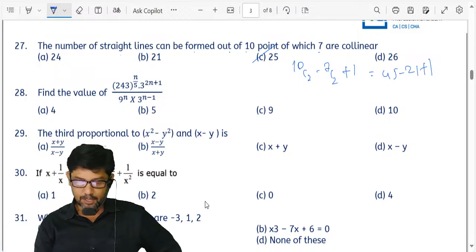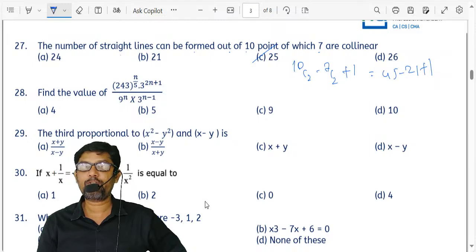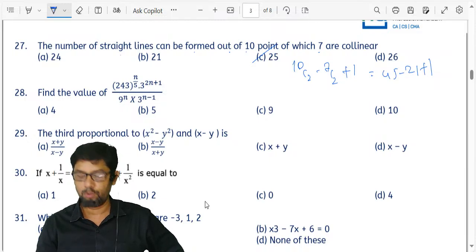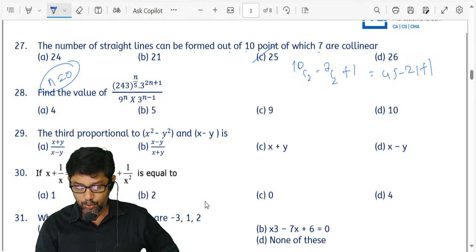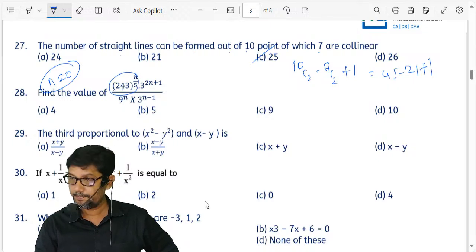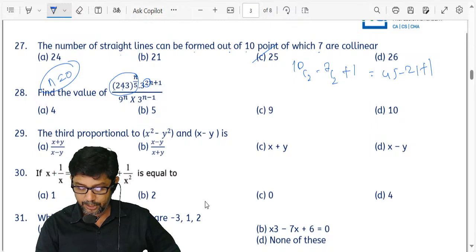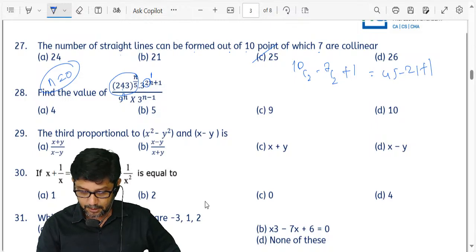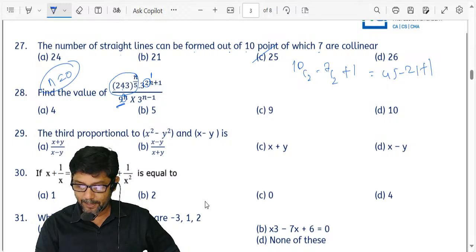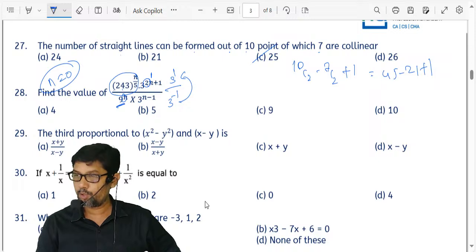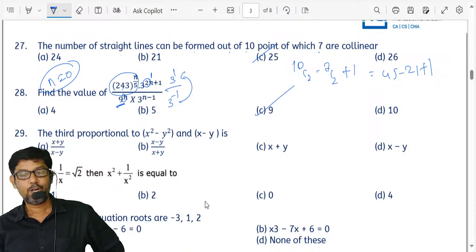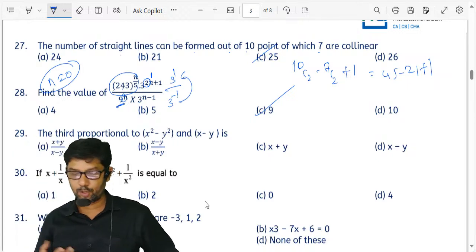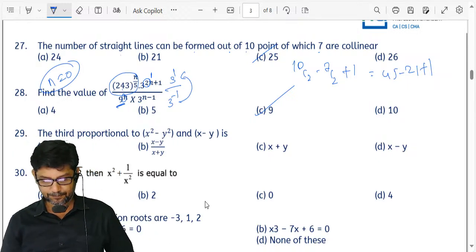28th sum. Find the value of this. If these types of questions come in the exam, what I told you to do, put n equal to 0. That is the best trick. Put n equal to 0. 243 whole power 0 will become 1. This is 0. 0 plus 1 is 1. This will become 1. 0 minus 1 is 3 power minus 1, 3 power plus 1 goes to the numerator. 3 3s are 9. Don't waste your energy by solving the entire method, my dear.